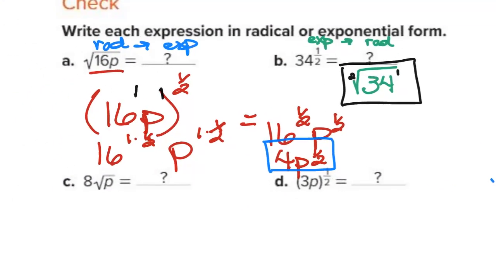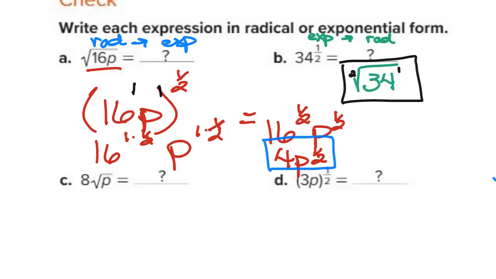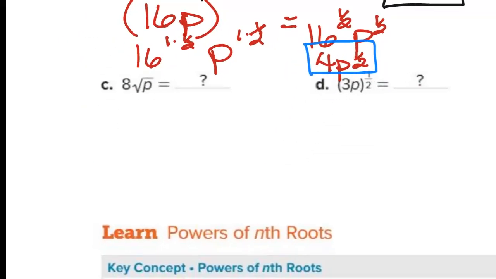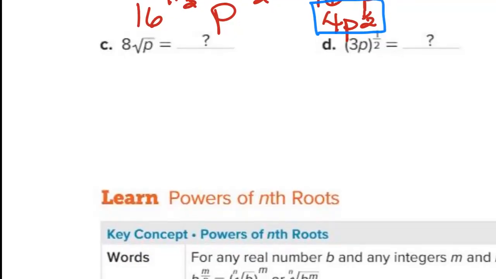Questions on A or B? All right, let's take a look at C. What form is this? Is this radical form or exponential form? Yeah, because there's a radical sign, right? So this is radical form. We want to change it to exponential form.